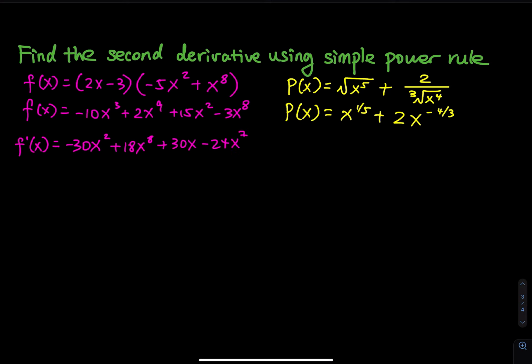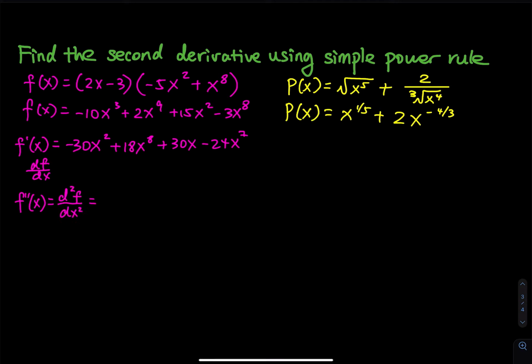You can call this df over dx, the derivative of f with respect to x. I want to use the other side for the second problem. So df dx is the first derivative. And then the next one, the second derivative, double prime. You can put a 2 in front of the d. The 2 means the second derivative of f with respect to x.